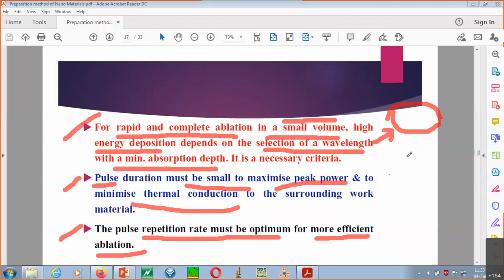So when you make it incident, let's take it with this case. Suppose you incident laser light, and suppose that metal is absorbing this wavelength of the laser light, then you will not be able to take out the surface particles from that. So what you have to do is select a laser source for which the absorption depth is very minimum, very less.